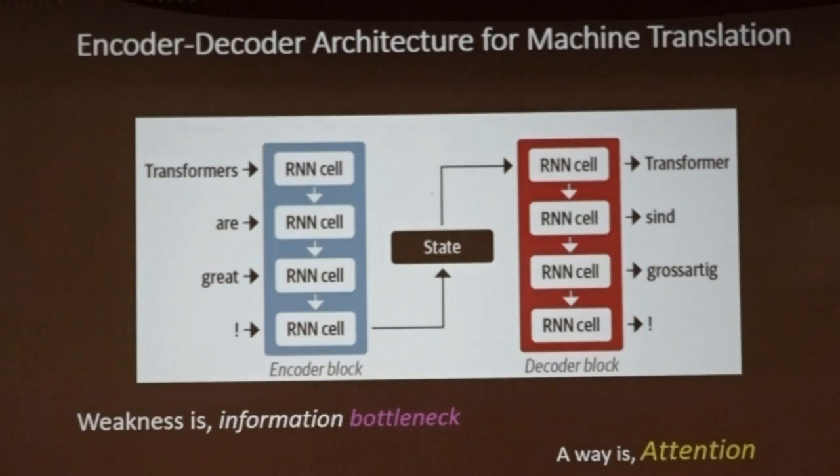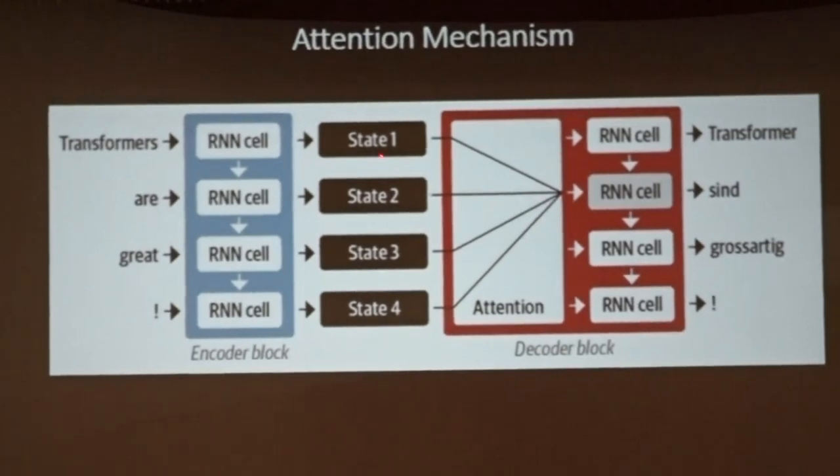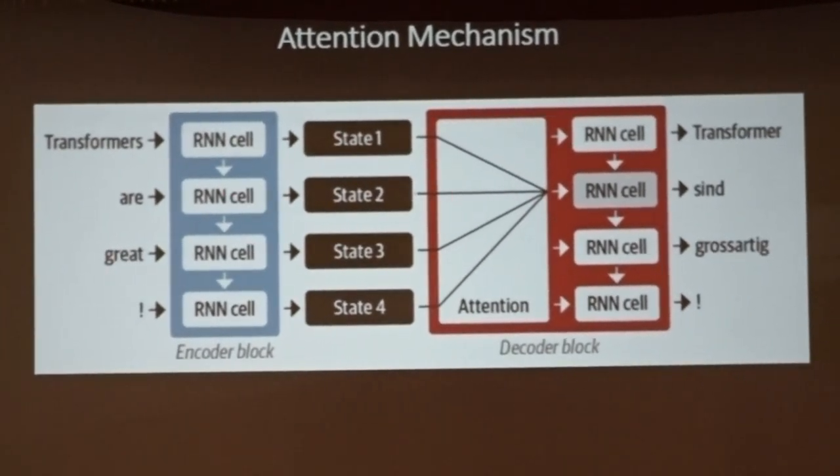So what had happened in the attention mechanism is that the decoder block is given access to each cell state of the encoder part. Did you capture the difference with the previous architecture? The decoder block is given access to each cell state of the encoder part, so that it is capturing all the information throughout the entire sequence which is fed to the encoder part. So the information bottleneck problem was overcome.